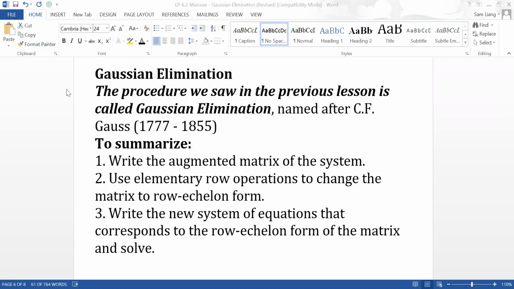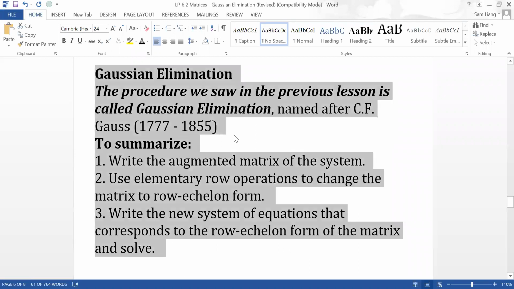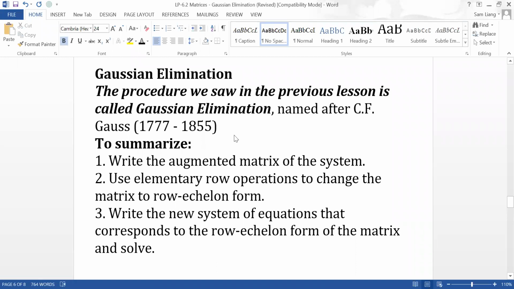All right, thank you for that. So nothing new here. This is just summarizing and naming the procedure from yesterday. Again, it's called Gaussian elimination, named after the German mathematician Karl Gauss, one of my contemporaries back in the day. And I think I said this yesterday, but I did give him a shout out in my rap battle last year.